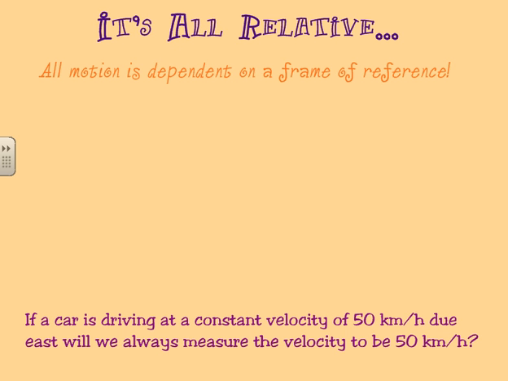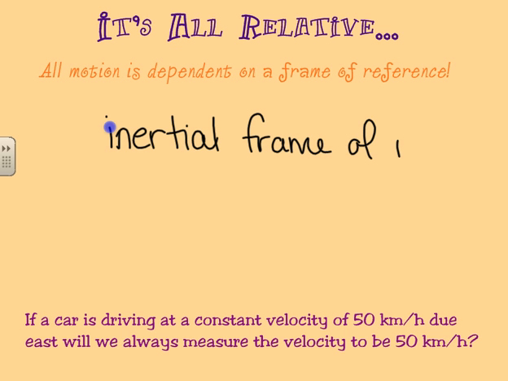A specific type of a frame of reference is called an inertial frame of reference. An inertial frame of reference, or inertial reference frame, is one that is moving at a constant velocity. In other words, the acceleration of the reference frame is equal to 0.